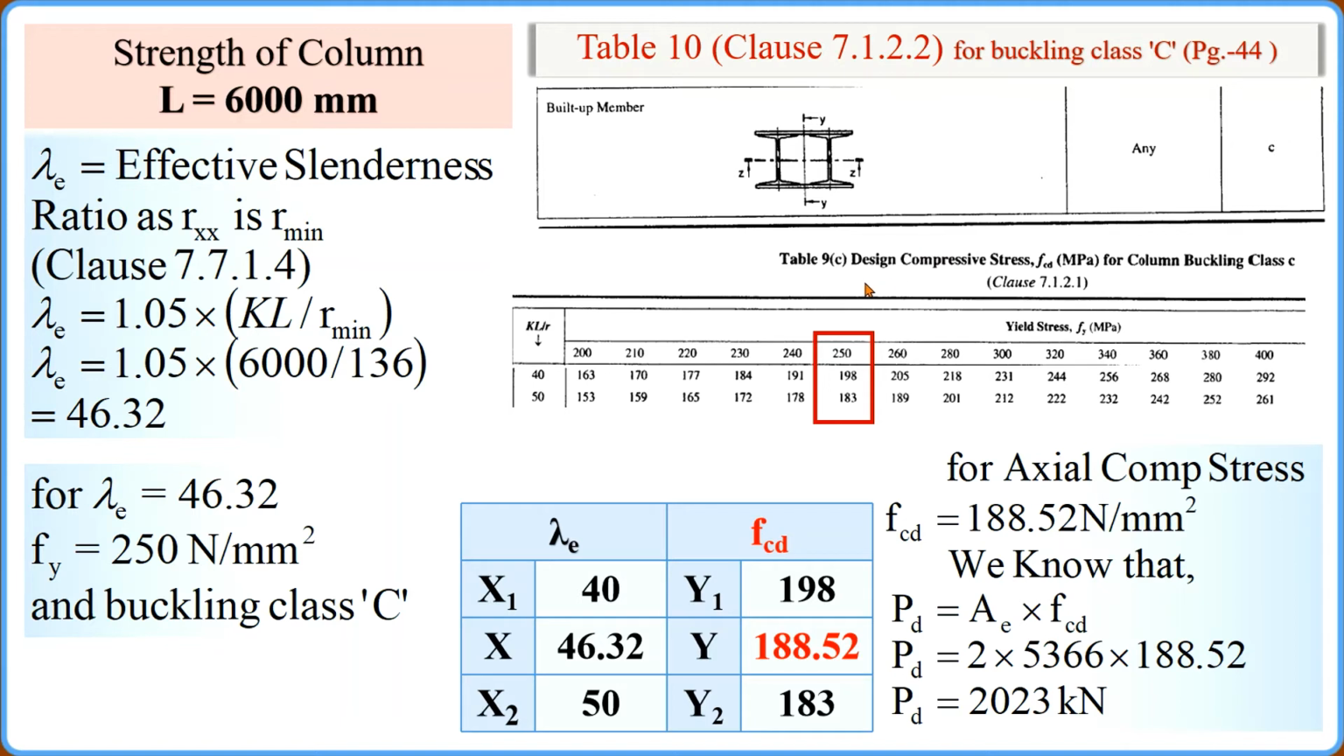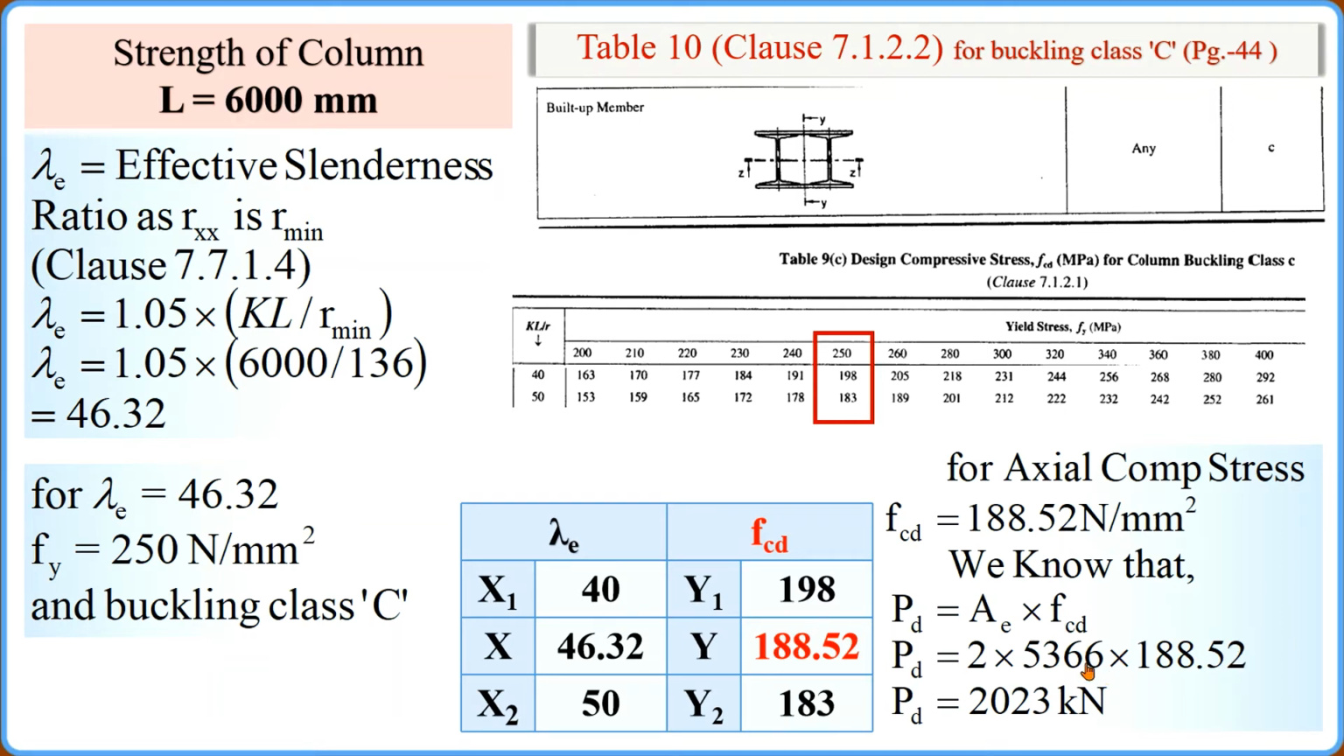And from table number 9C, we can take the corresponding values of compressive stresses, considering the grade of steel. Grade of steel is Fe410, so the Fy is 250. So here for 46.32 as lambda, the upper limit is 50 and lower limit is 40. The corresponding value for 40 is 198 and for 50 it is 183. After interpolation we are getting FCD as 188.52.